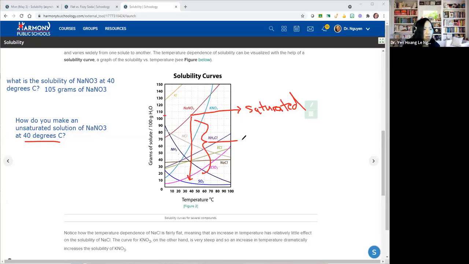Perfect. So you know what my next question is going to be, right? How do you make a supersaturated solution? Alex, how do you make a supersaturated solution of sodium nitrate at 40 degrees Celsius? You guys want to all answer at once? Yes, any point above 105. You guys are so smart.